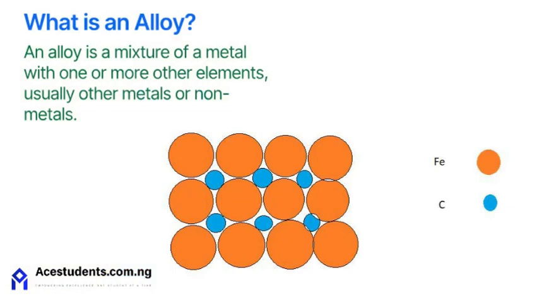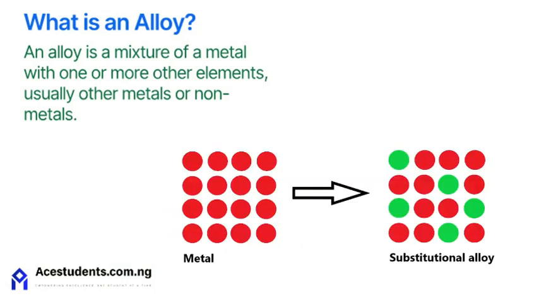An alloy is a mixture. It usually contains one main metal, mixed with small amounts of other elements. This mixture changes the properties of the metal and makes it more useful.